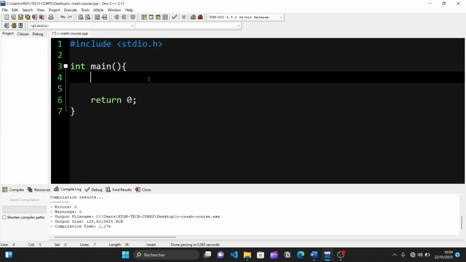Now guys, let us talk about arithmetic operators in C. Arithmetic operators in C are symbols used for basic math calculations. They are essential for performing mathematical operations on data, allowing programs to calculate, compare, and modify numerical values. Common arithmetic operators we have in C include plus, minus, division, multiplication, and modulus operators.